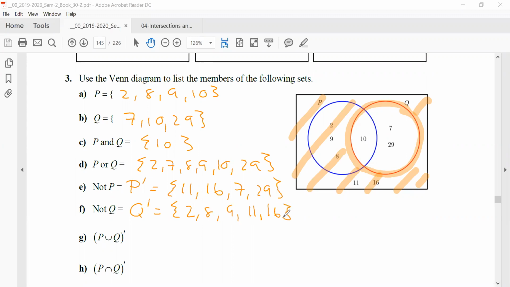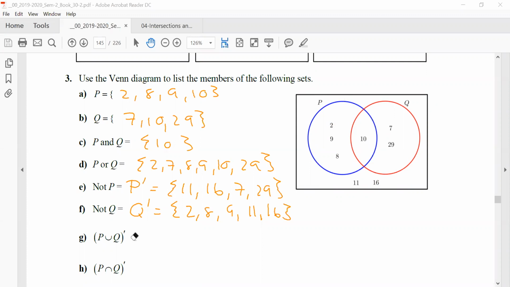Now, the first 6 usually go pretty smoothly. And then we start to get into some trickier and/or questions. So these are the ones that I really need you focusing on. G and H, you're looking at diploma level questions now.